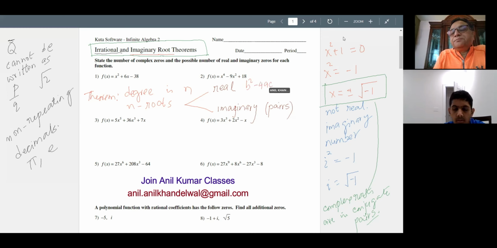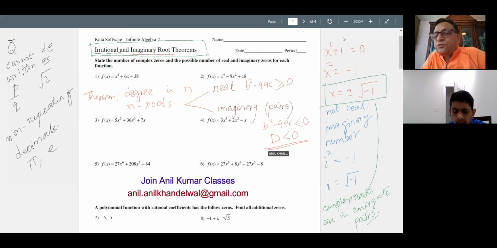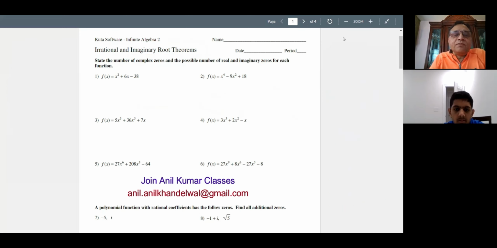If it is greater than 0, then we have two roots. If it is equal to 0, then we have one root with multiplicity of 2. Imaginary roots are there when this discriminant is less than 0. Is it okay? We call this discriminant D. We'll write it as D in today's exercise. Okay. So the discriminant b square minus 4ac actually decides whether we have real roots or imaginary roots. Is that clear to you? Yeah.